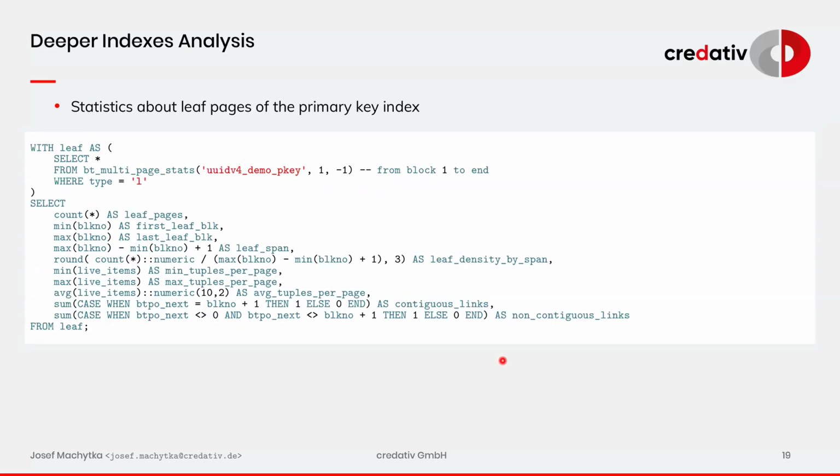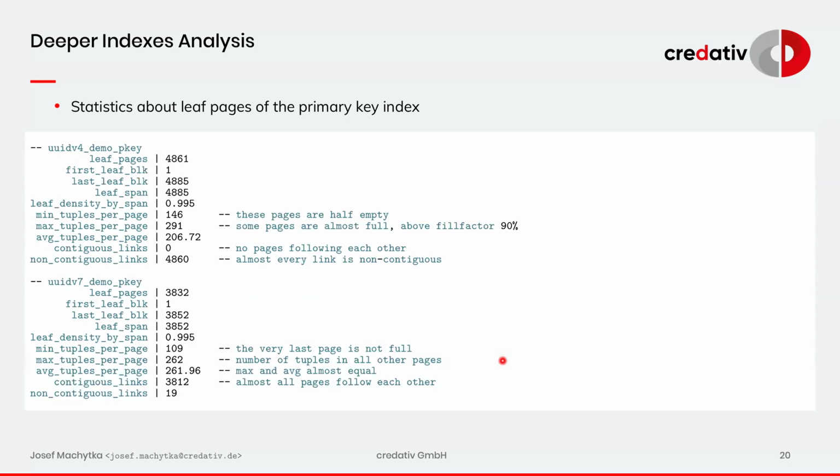But let's look even deeper. Let's try even deeper statistics. So here is the query which I used for those stats. And this is what I got. So here is that UUID version 4 B3 index. Here is the UUID version 7 B3 index. We already looked at the count of leaf pages.